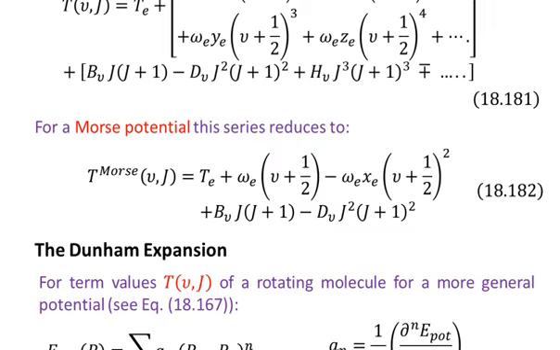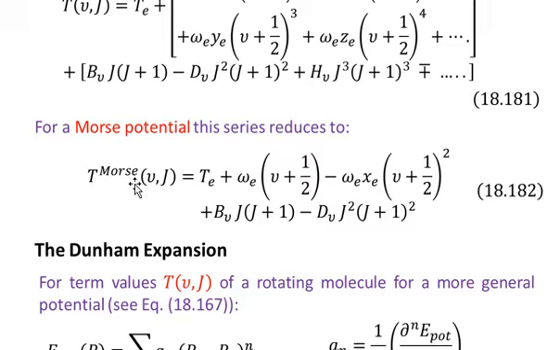So you see that I have given a formula for the Morse potential. So now if you want to write the term value for the Morse potential, you will write the term value in the way as given in equation number 182, and equation number 182 has been derived from equation number 181 when we are using the Morse potential instead of the anharmonic potential.